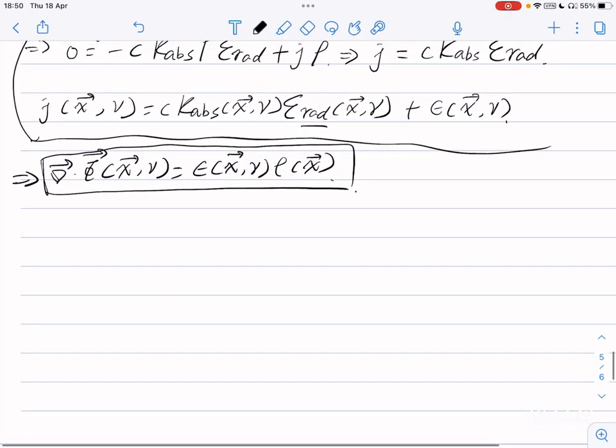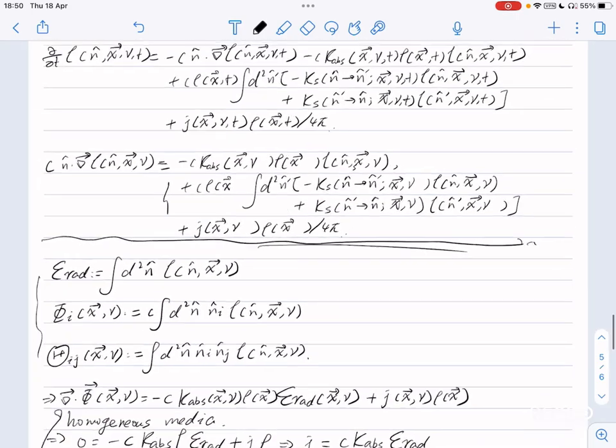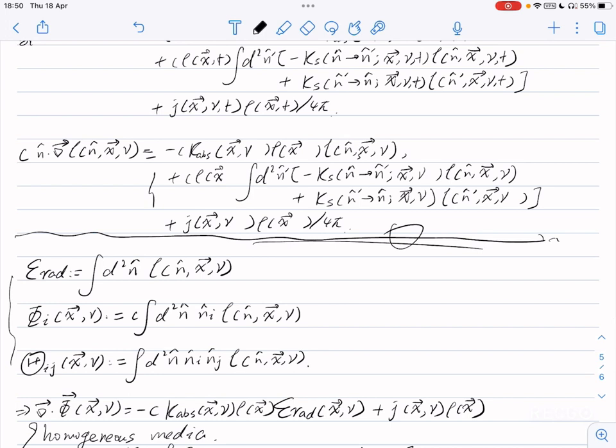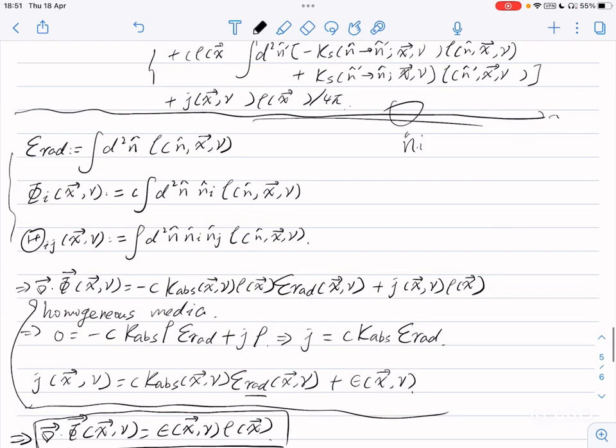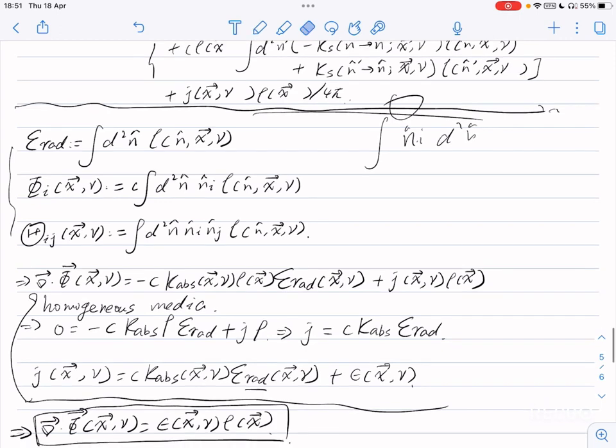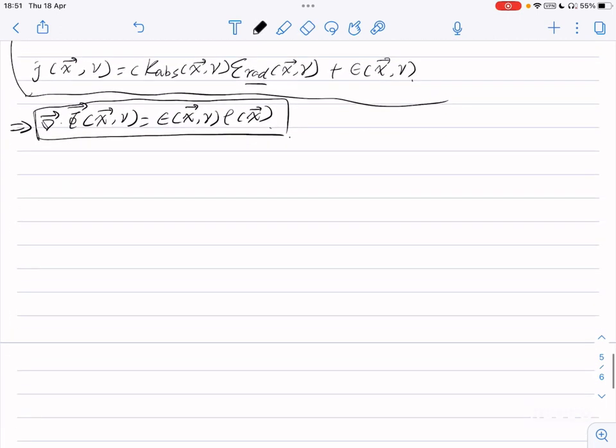Second one. If we multiply this equation by n_i and integrate it over the direction n, we will obtain the following equation.